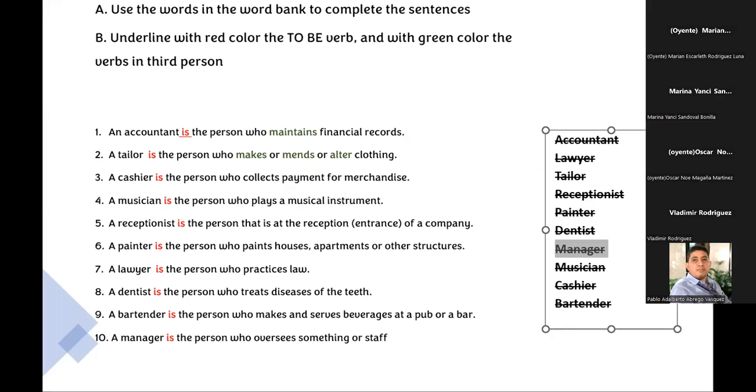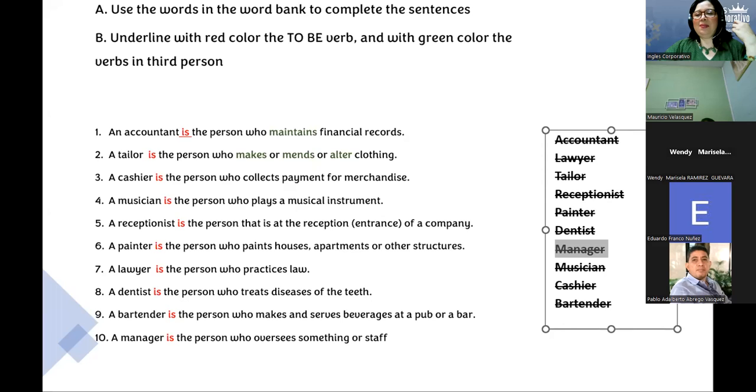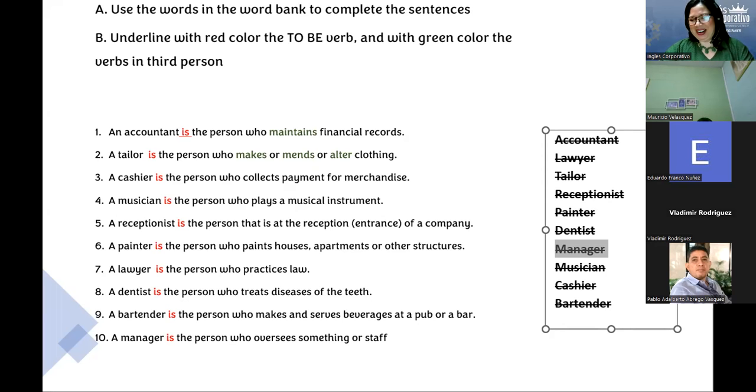Okay. Vladimir. Vladimir. Ay, no, no podemos cantarle. Hice micro. Okay, Vladimir. Number 10. A manager is a person who oversees something to staff or staff. Thank you very much. Thank you.